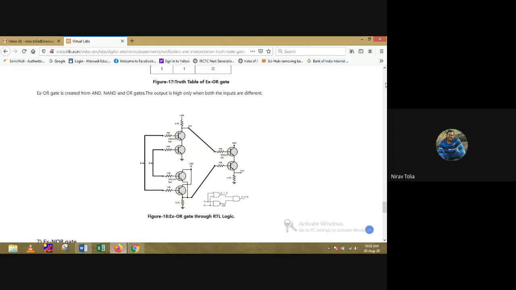This is again resistor transistor logic. We have to combine an AND gate, a NAND gate, and an OR gate to make an exclusive OR gate. Okay, so this is the transistor logic.